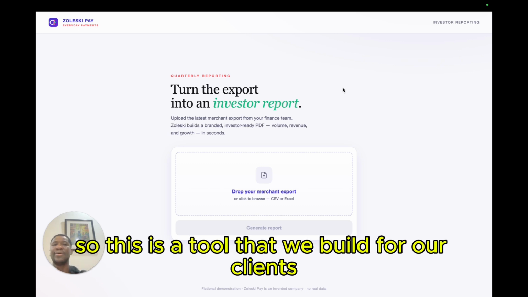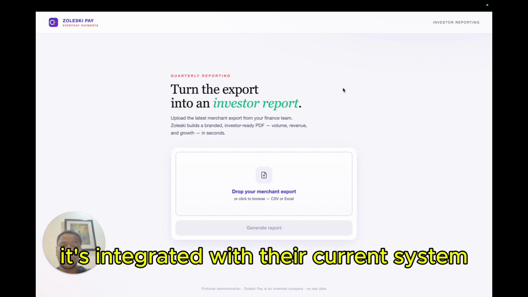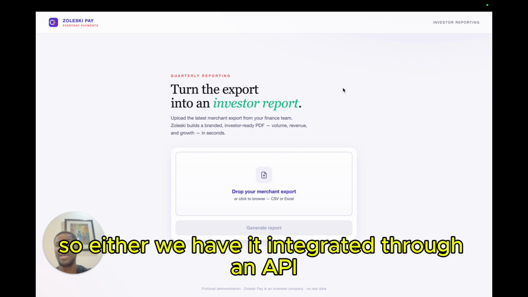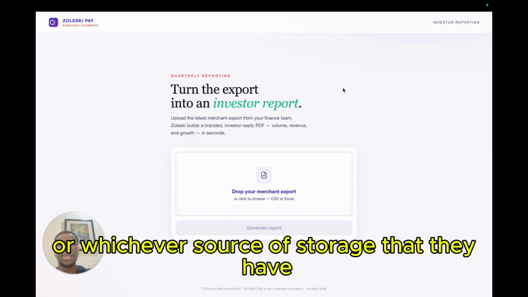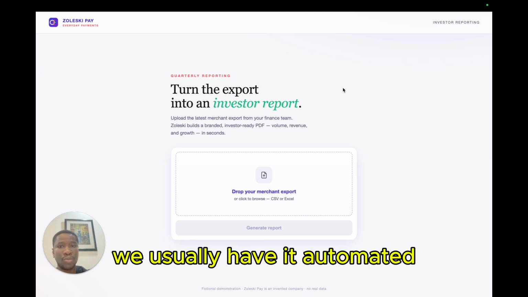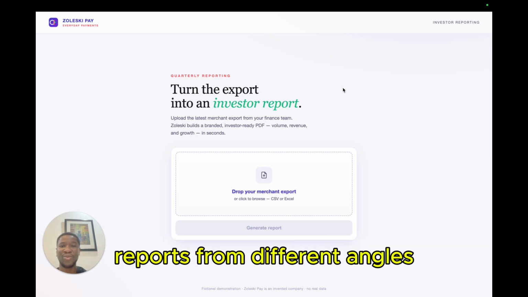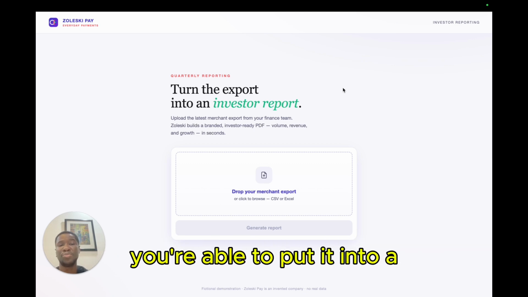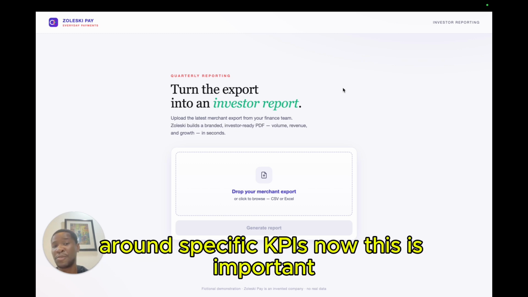So this is a tool that we build for our clients, and in some instances it's integrated with their current system. So either we have it integrated through an API or integrated through an S3 bucket or whichever source of storage that they have. We usually have it automated, but the idea is that we have all these compiled reports from different angles. You're able to put it into your system and have it generate a meaningful report around specific KPIs.